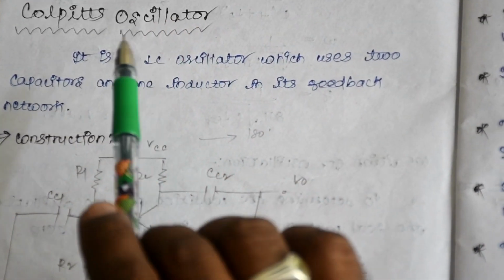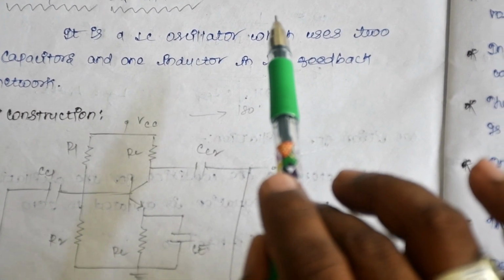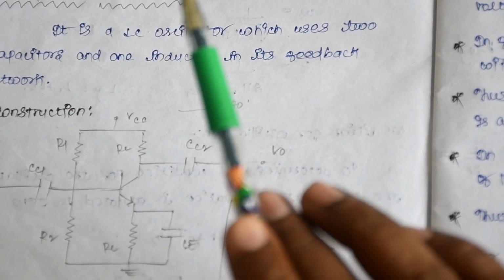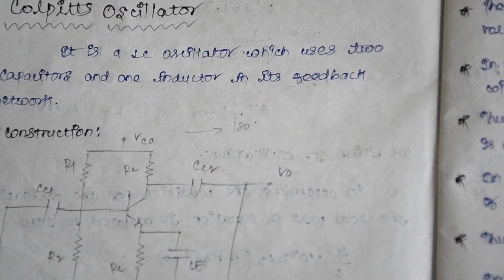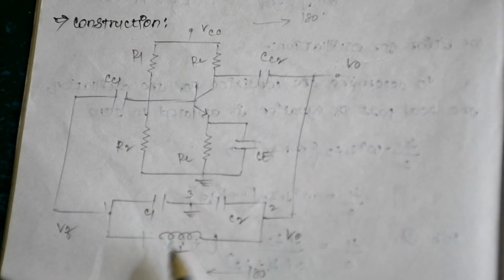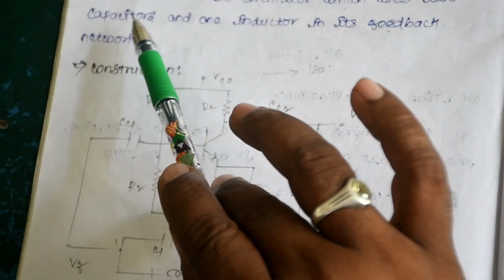So in this session we will discuss the Colpitts oscillator. In the last video we discussed the Hartley. What is the difference between Hartley and Colpitts? We have L1 and L2 and one C in Hartley. Here there are two capacitors and one inductor. So these are the two differences. It is an LC oscillator which uses two capacitors and one inductor in its feedback network.